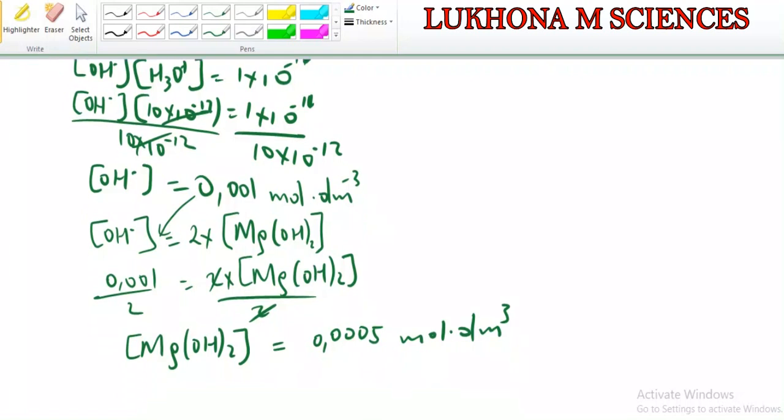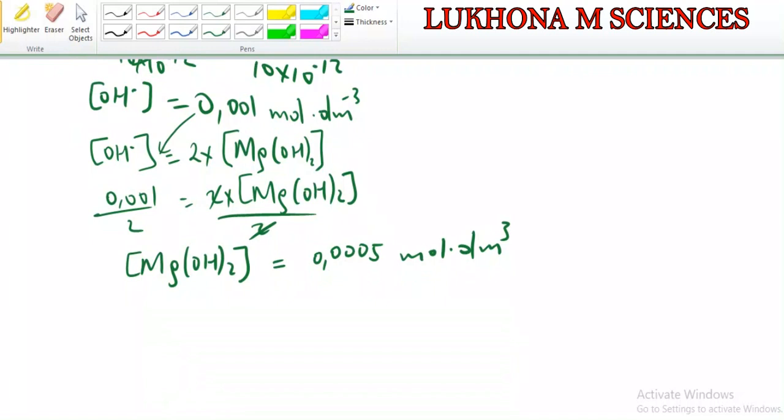This is how we calculate the pH. This is how we use the pH to calculate what is asked or required.